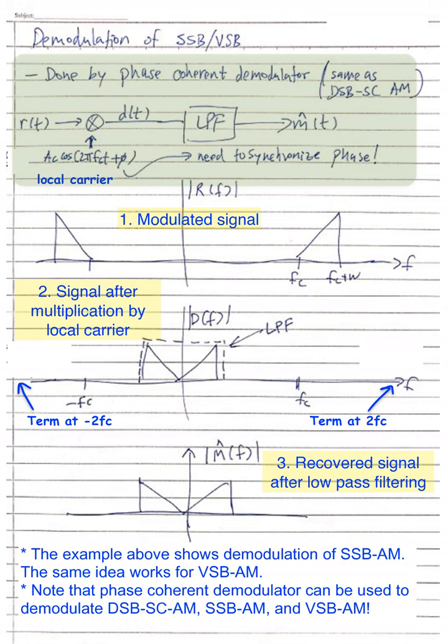Here is an example with single sideband. Figure 1 is the frequency spectrum of the modulated signal. Note that this is upper single sideband. Figure 2 is the frequency spectrum of the shifted signal, after multiplication by the local phase coherent carrier. Figure 3 is the frequency spectrum of the low-pass filtered baseband signal. This is the recovered message signal M of f.